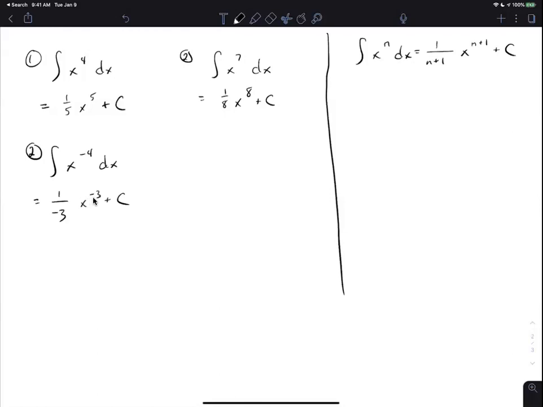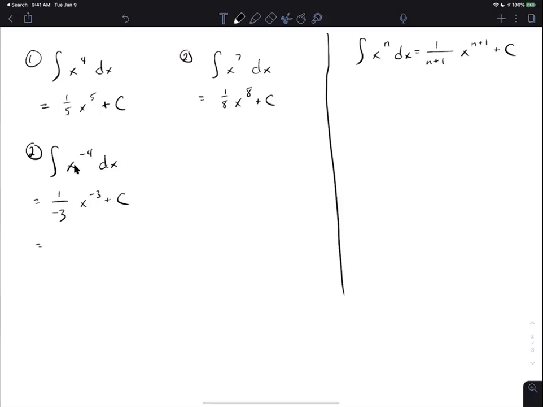So is this right? How can I check? Yes, it is. So you bring the -3 down. 1 over -3 times -3 is +1. And then when you do the derivative, -3 minus 1 is -4. So you do get x to the -4 as the derivative. Does that make sense to everybody? That's clear? Okay, so that does work.